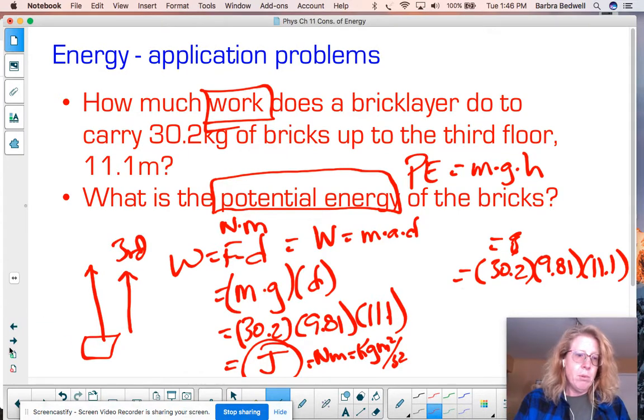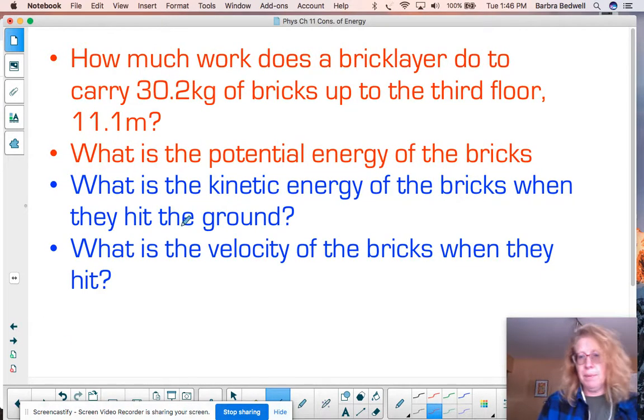Moving on from this, whatever our particular values are, this is part 2 and part 3. The top 2 questions are the same from what I had on the previous slide. So what's the kinetic energy of the bricks when they hit the ground? Okay, what do you mean by hit the ground?